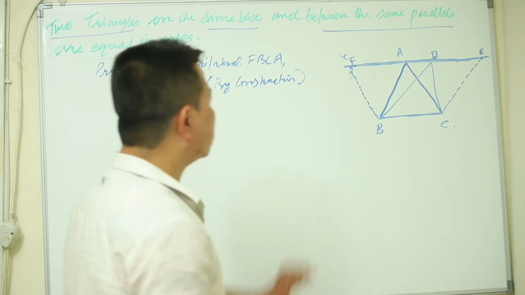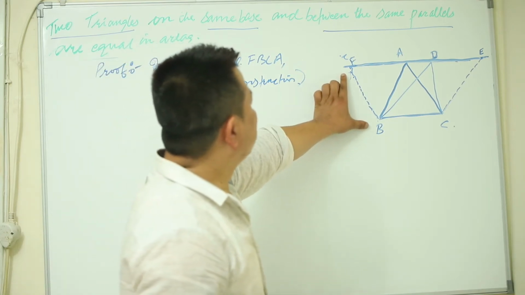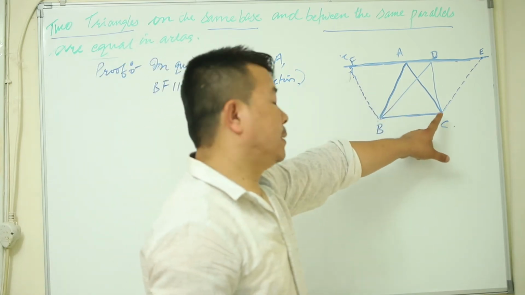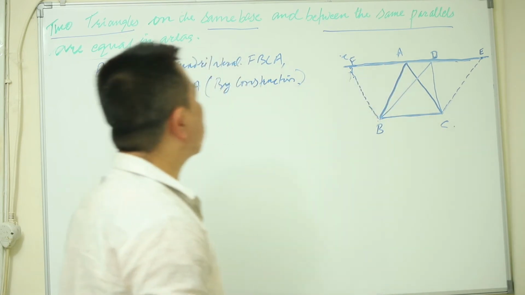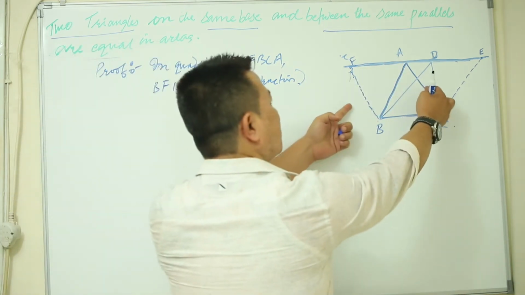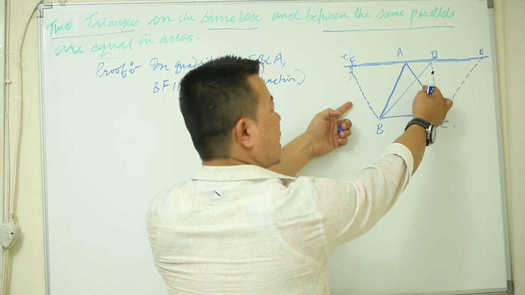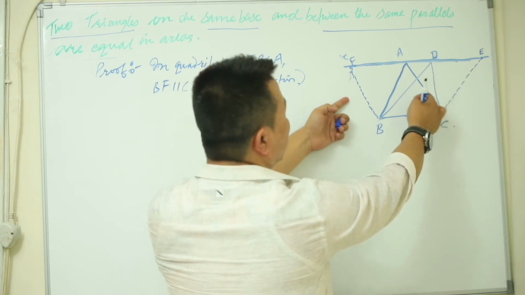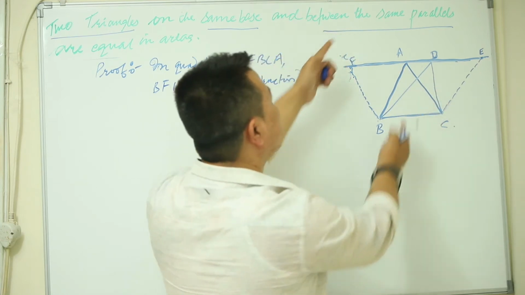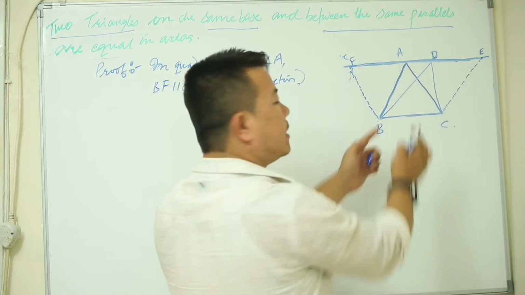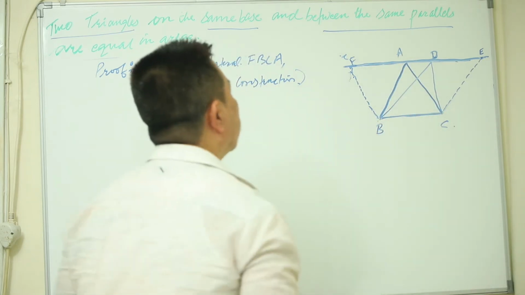Now BF is parallel to CA. This is by construction. So we found that this one pair of opposite sides is parallel. Now if you find another pair of opposite sides parallel, then you can say that this whole quadrilateral is a parallelogram.